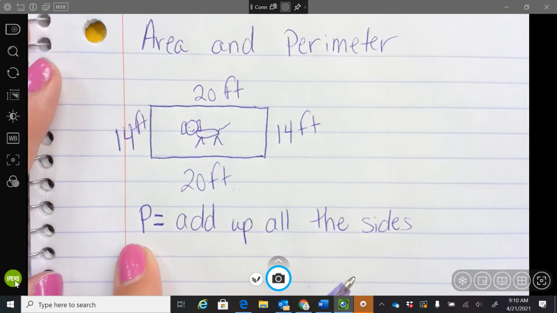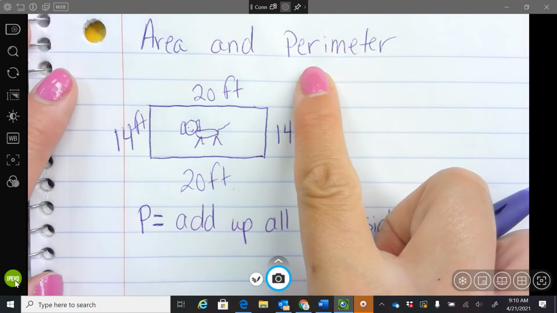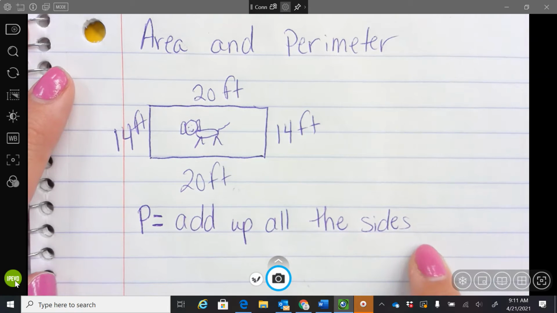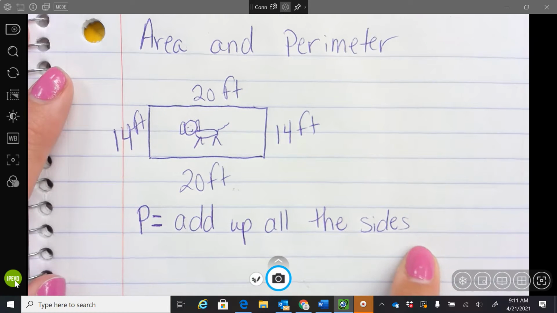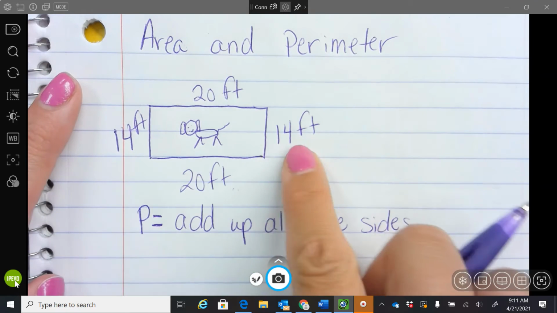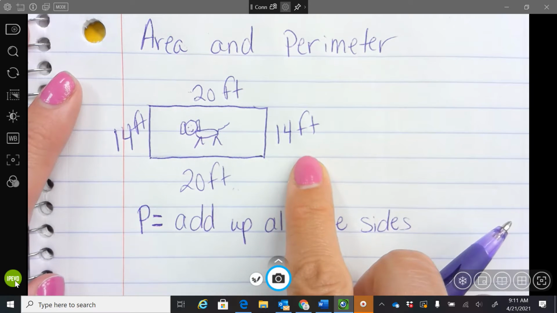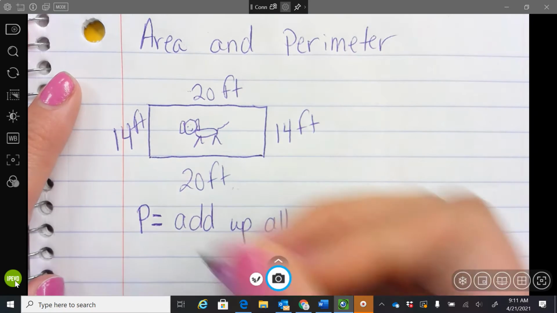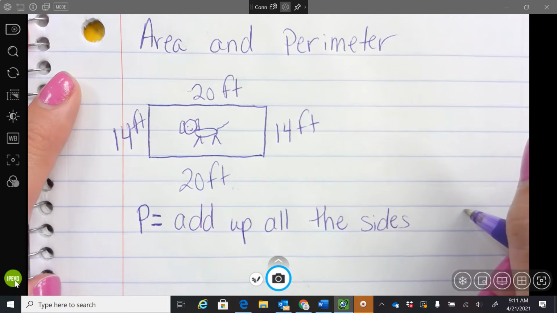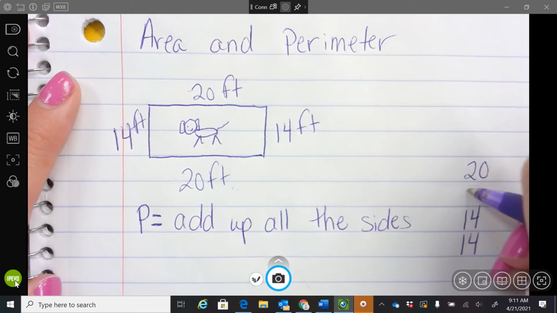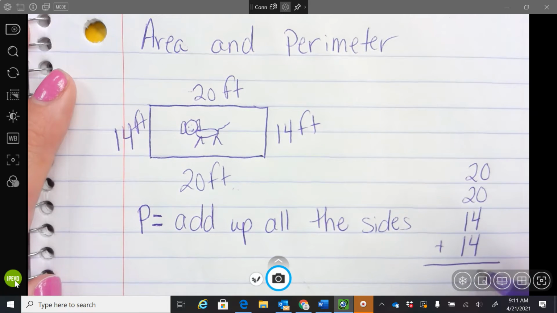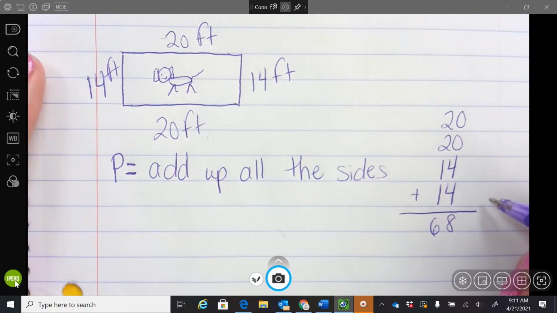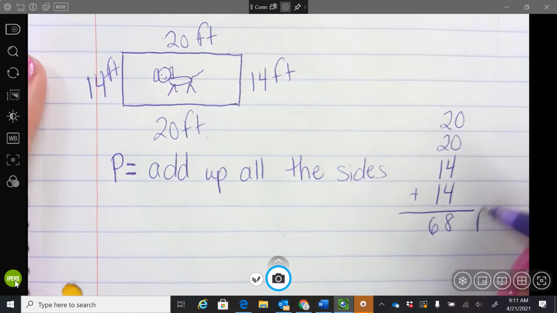P stands for what, you think? Perimeter. So perimeter means you're going to add up all the sides. So if you go to Home Depot and you want to buy enough fence to go around the backyard, you're not going to say I need 14 and 14 and 20 and 20. You got to give them like one number. So we would do 14 and 14 and 20 and 20. 68 what? 68 feet.